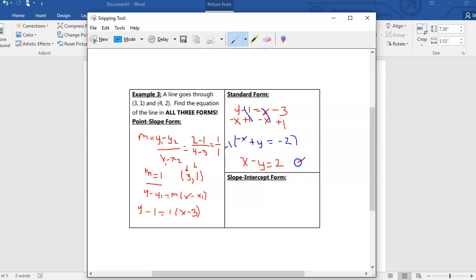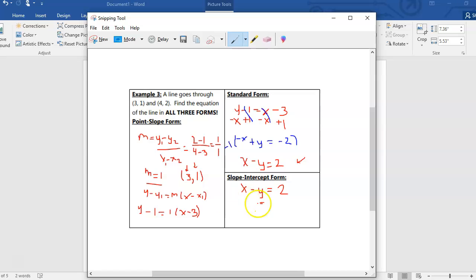All right. Okay, now we've got to change this into slope-intercept form. I'm going to use my standard form equation and bring it down, and I'm going to use that to help me write this in slope-intercept form. y equals mx plus b. All right. So all I have to do is isolate the y value by itself for it to be in slope-intercept form.